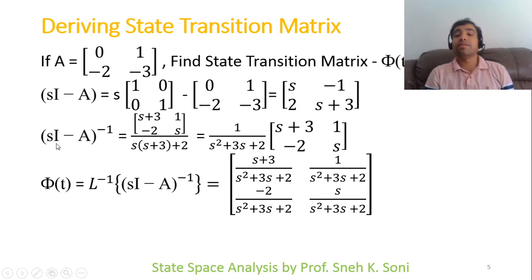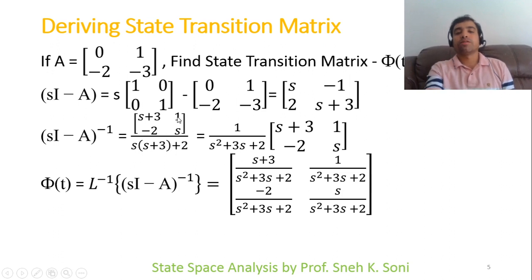Now what is (sI minus A) inverse? It is the adjoint of (sI minus A) upon the determinant of (sI minus A). The adjoint of a 2 cross 2 matrix will be s plus 3, s, and here you will change the sign, so it will be plus 1 and minus 2. If you simplify, at the end you will have this kind of (sI minus A) inverse. Now what you want to find is the Laplace inverse of (sI minus A) inverse, so you need to take the Laplace inverse of each and every term.